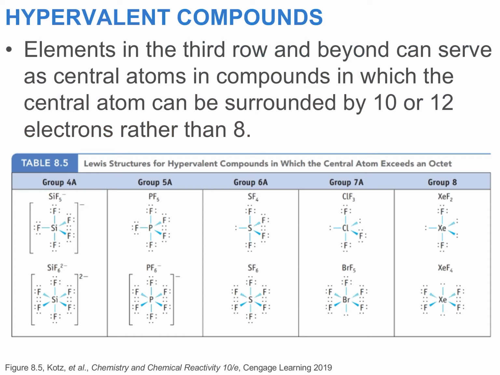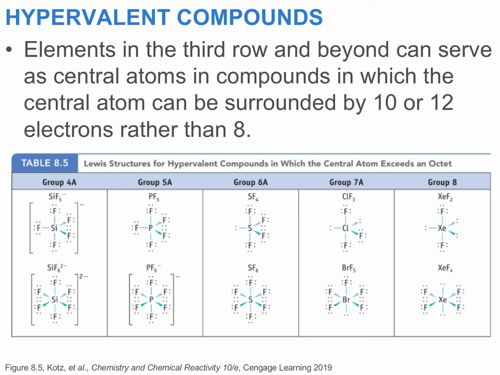There are some examples in our book. Here are shown groups 4A, 5A, 6A, 7A, and 8, even 8, which has a noble gas. Noble gases don't typically react, but under some circumstances we can get them to react. These compounds are shown in periods 3 and 4.